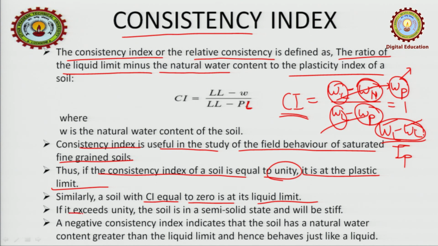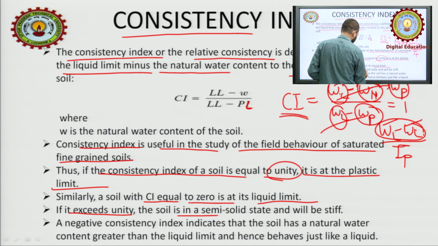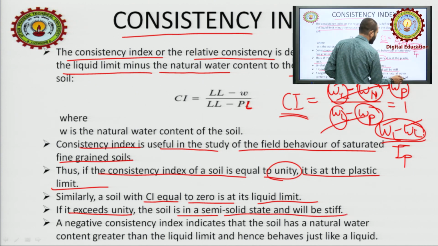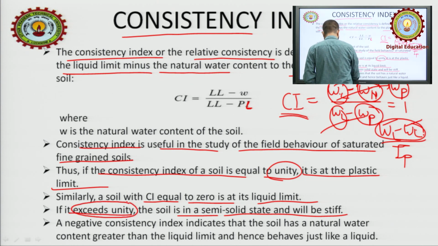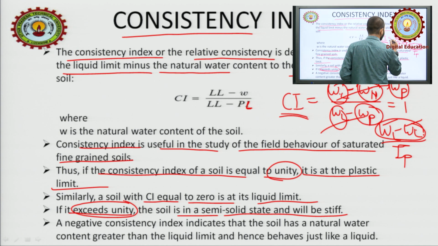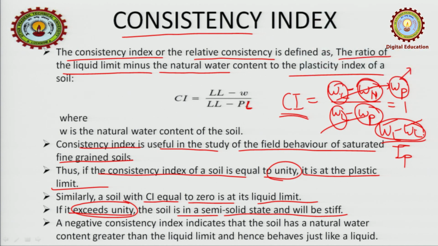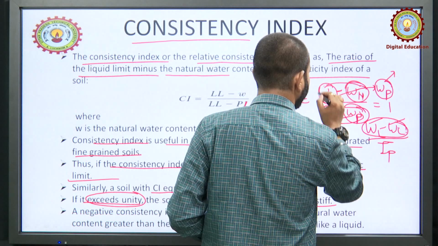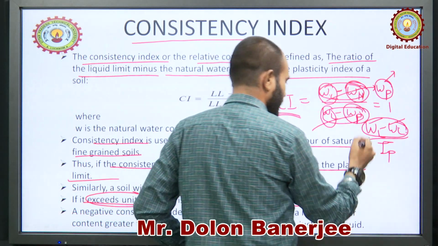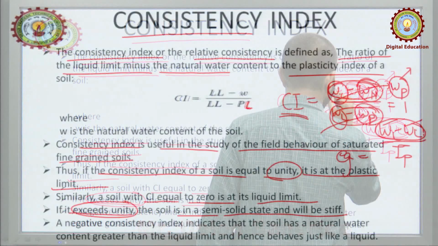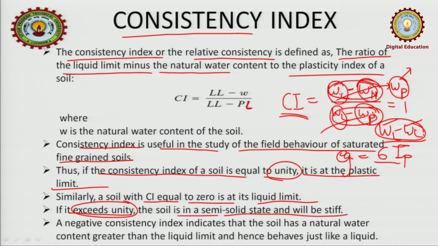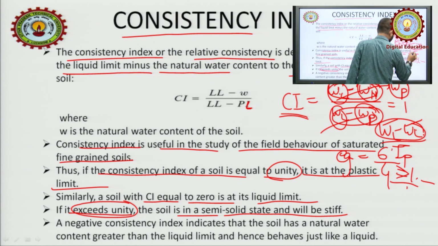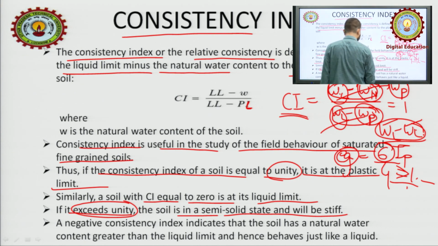If it exceeds unity, the soil is in a semi-solid state and will be stiff. When will it exceed unity? When will its value be greater than unity? Only when the difference of this is less than the difference of this. What does this mean? For example, suppose the difference of these two numerators comes out to be 6, and this comes out to be 4. So, 1 point something. This gives you that it is greater than 1, which means you are having a semi-solid state of the soil.